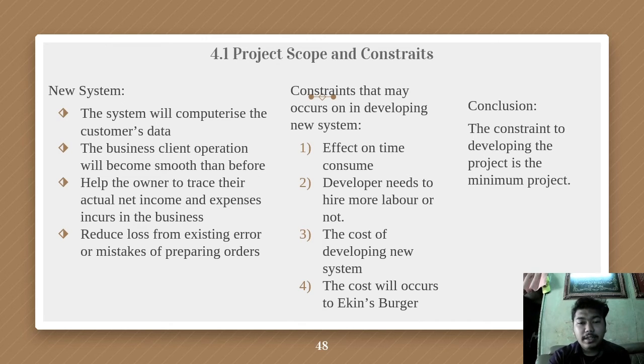The concern that might occur in developing the new system is the effect on time consumed, whether it is faster or slower, and also whether the developer needs to hire more labor or not. And number 3, in terms of the cost of developing the new system, whether the company can afford to develop the system. And as you know, Eating Burger is a small company, so the cost of developing a new system will be incurred and will increase the expenses. So in conclusion, the concern of developing the system is the minimum project.